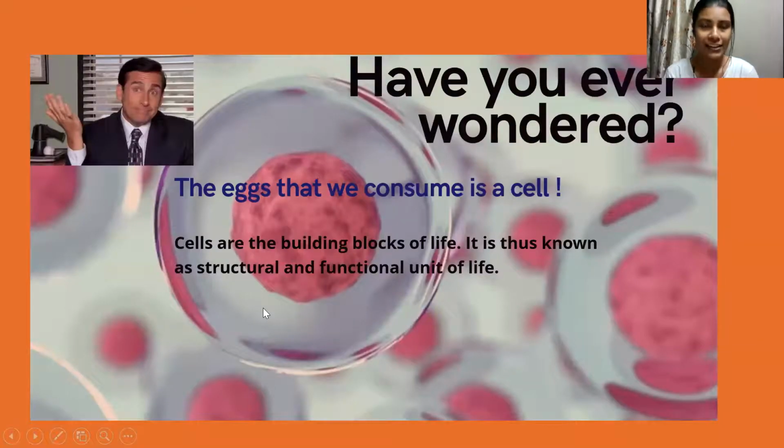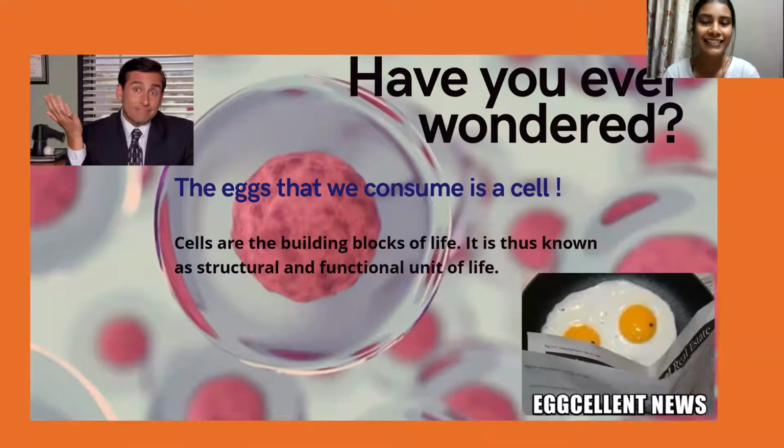Have you ever wondered whether the eggs that we consume are a cell? Yes, you're right. The eggs that we have every day are a real life example of cells. Cells are what we have always read about as the basic building blocks, the structural unit, the functional unit of life. That means it is the smallest, the tiniest entity that we can find in a living organism that has life. So cells can be described as the smallest entity that has life.